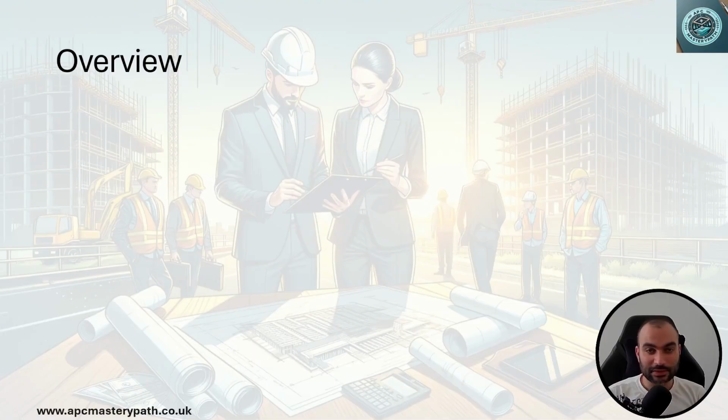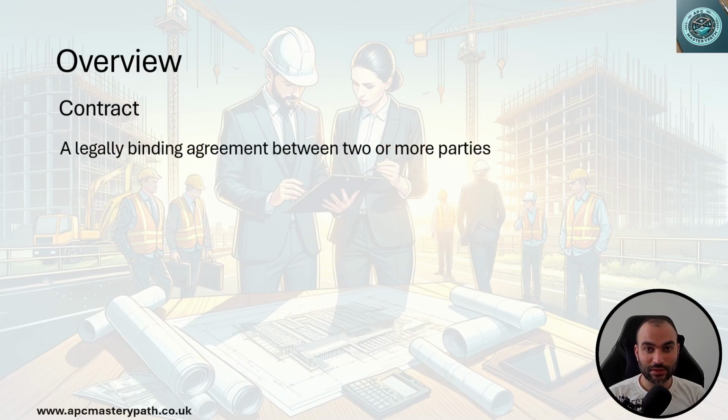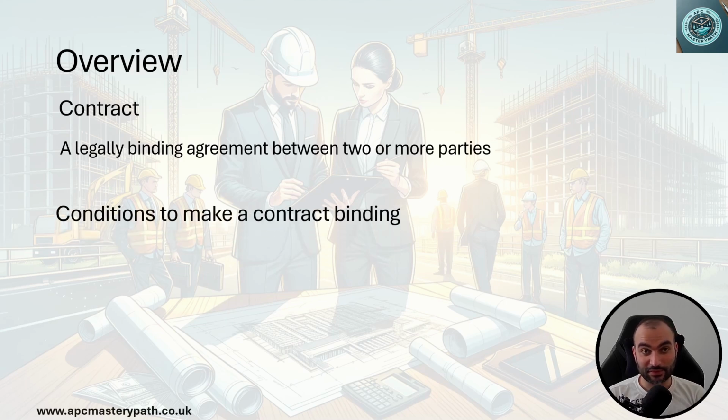So now let's start level 1 by having a quick overview about contracts. So let's understand together the fundamental concept of a contract. At its core, the contract is a legally binding agreement between two or more parties, and this is not just a casual promise or a handshake deal. It is a formal commitment that carries legal weight and specific requirements.